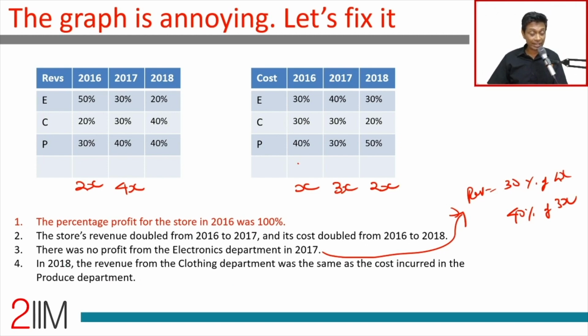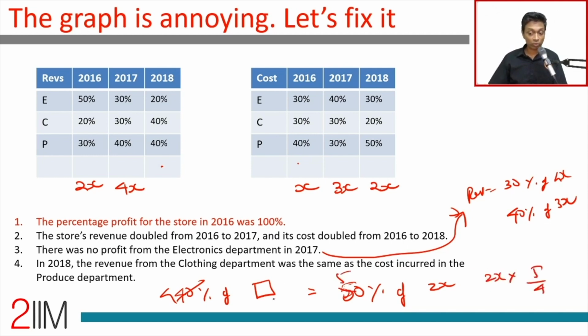In 2018, the revenue from the clothing department was the same as the cost incurred in the produce department. Clothing department revenue is 40% of something. We don't know this something yet. Cost incurred in the produce department. Produce department is 50% of 2X. This is 40, 50. This is 4, 5, or 2X into 5 by 4. What we are looking for is 5 by 2X or 2.5X. This is 2.5X.